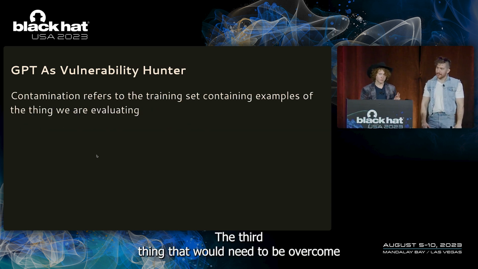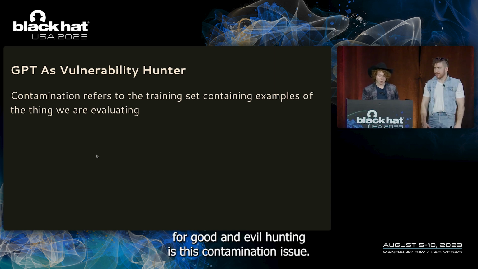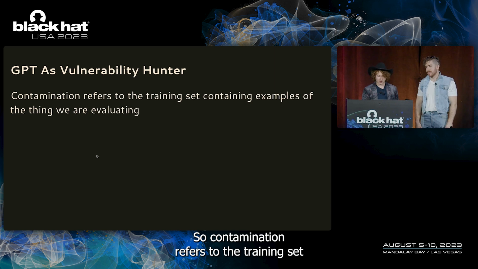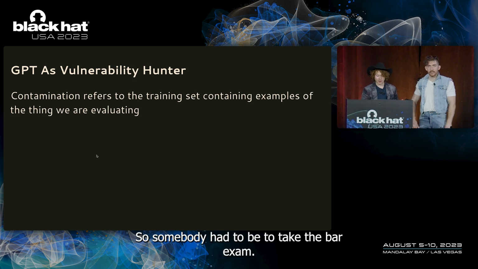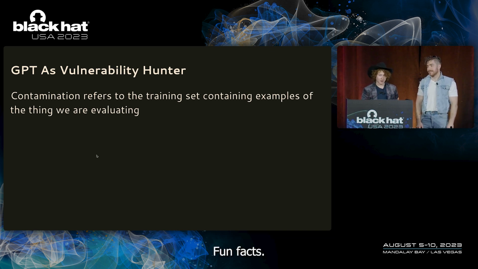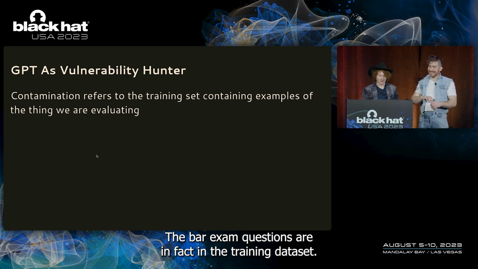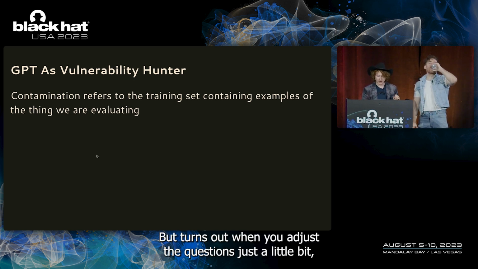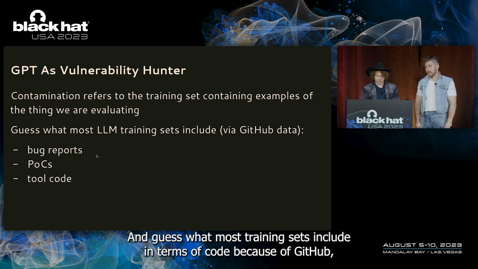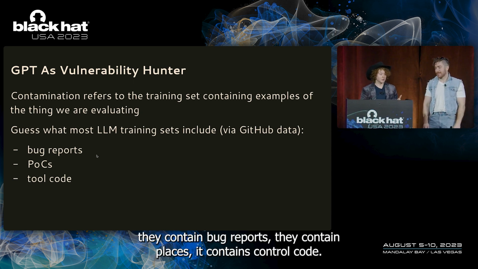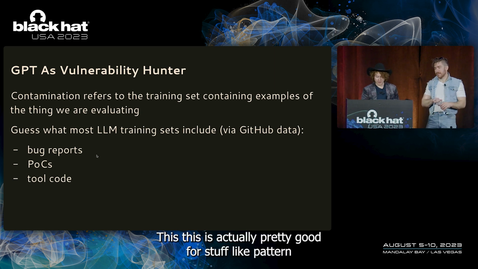The third thing that would need to be overcome for LLMs to be good at hunting is the contamination issue. Contamination refers to the training set containing examples of the thing on which we are evaluating. Somebody had ChatGPT take the bar exam. Fun fact, the bar exam questions are in fact in the training data set, so no surprise, it does pretty well. But it turns out when you adjust the questions just a little bit, the performance drops pretty significantly. And guess what most LLM training sets include in terms of code? Because of GitHub, they contain bug reports, they contain POCs, they contain tool code. This is actually pretty good for stuff like pattern matching for existing vulnerabilities.